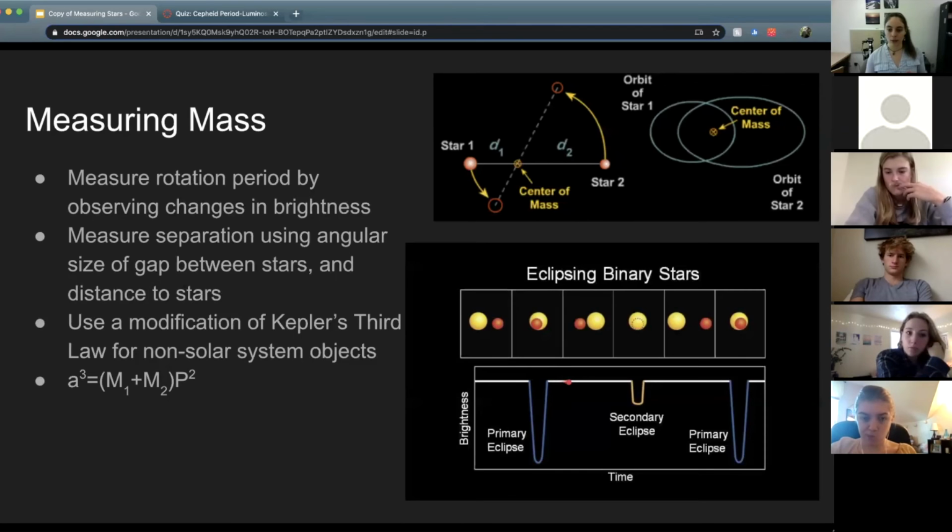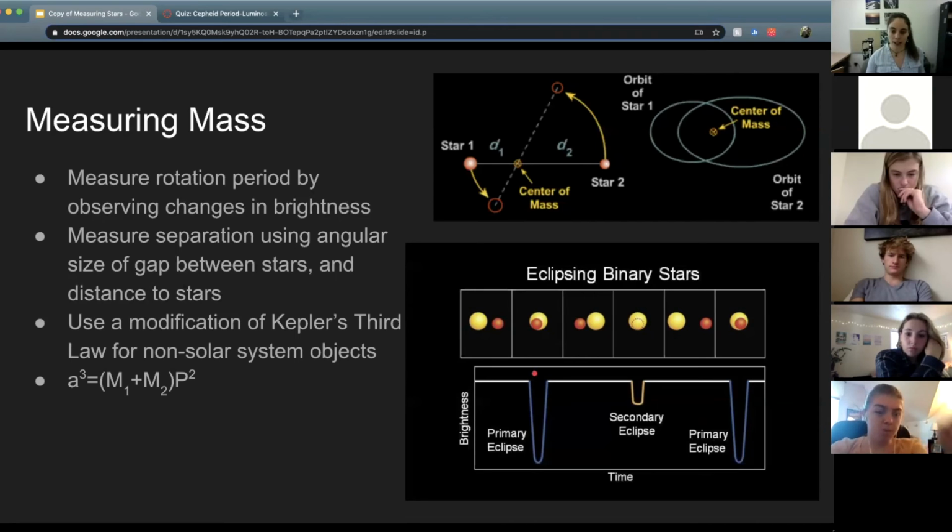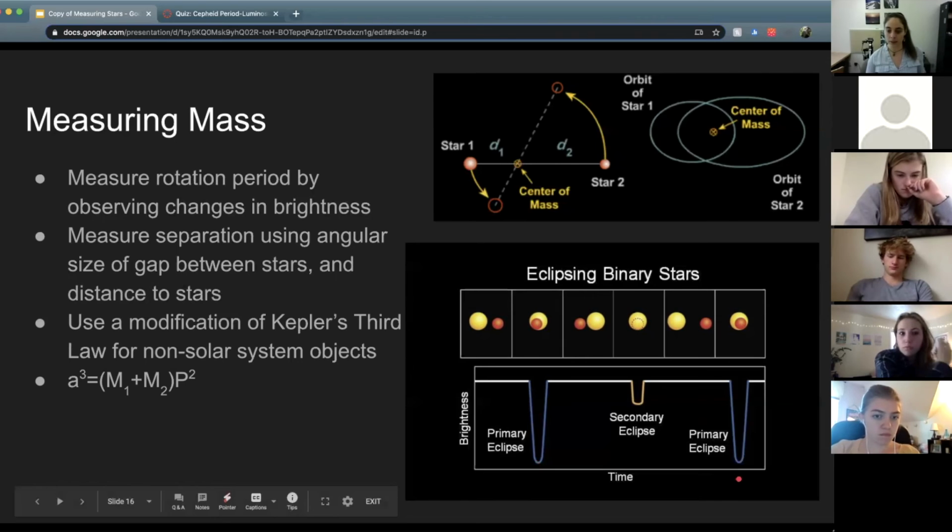And then when the fainter star is behind the brighter star, there's another dip in the brightness. It's not as deep though, because we're blocking the light from the faint star, but we're still getting all of the light from the bright star. So we see another dip. And then again, as they continue to orbit around, we get an eclipse depending on which star is in front and which star is behind. So you can measure the period of an eclipsing binary system by looking at the amount of time between the primary eclipses. And that will be our period, because that is the amount of time it took the smaller, dimmer star to go all the way around the bigger, brighter star.